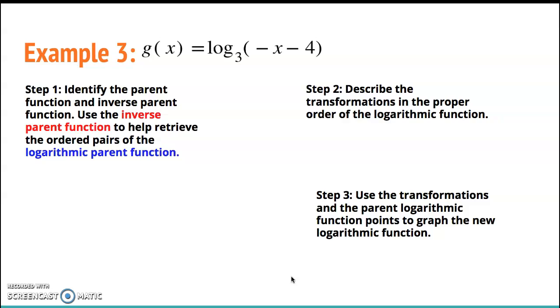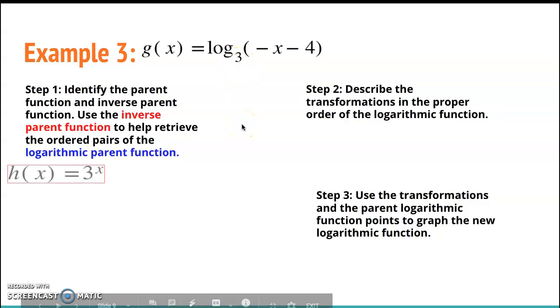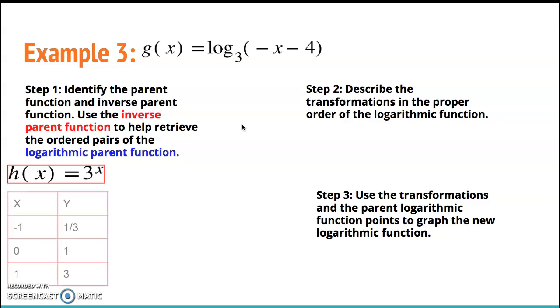Same steps. So log base 3 of -x minus 4. Looking at the base right here, which is a subscript of 3, we know our inverse parent function is 3 to the x. So we go through the process of finding those key points. 3 to the -1 is a third, 3 to the 0 is 1, 3 to the first is 3.